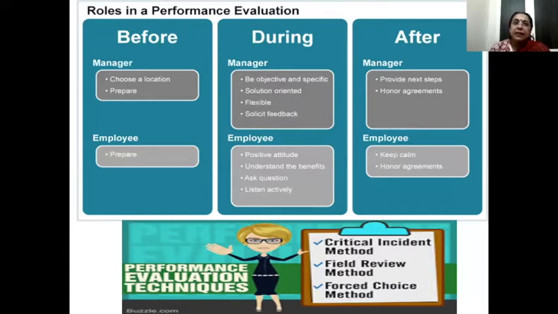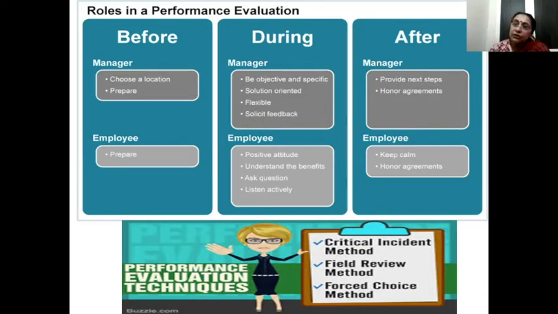The first is that before the evaluation process is put into action, the manager must choose a location and prepare as to how this is going to be done. The employee, of course, is to be prepared for the evaluation. During the evaluation, a manager must be non-biased. He should be specific in what he's asking and what he's talking about based on his preparations. He should be objective and he should be seeking solutions. There should also be an element of adaptability in the way that he's dealing with the evaluation, and he should definitely be looking for feedback from the employee.